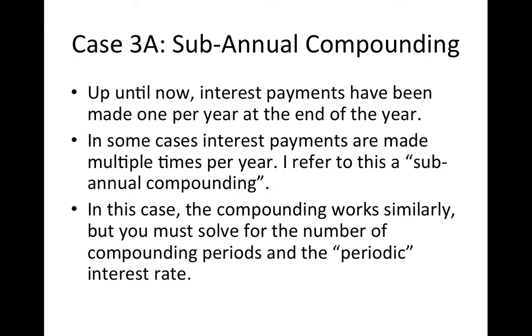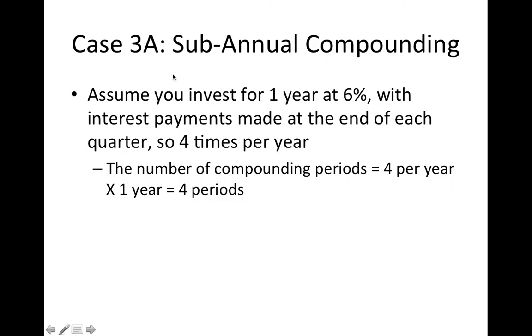This works very similar to the formulas that we've already done before. Really, the only difference here is that you have to solve for a number of periods instead of a number of years, and you have to figure out a period rate instead of an annual rate. And so here's a simple example. Assume I invest for 1 year at 6%, but the interest payments are made at the end of each quarter. So 4 times a year. That means the number of compounding periods in that 1 year is actually 4 periods.